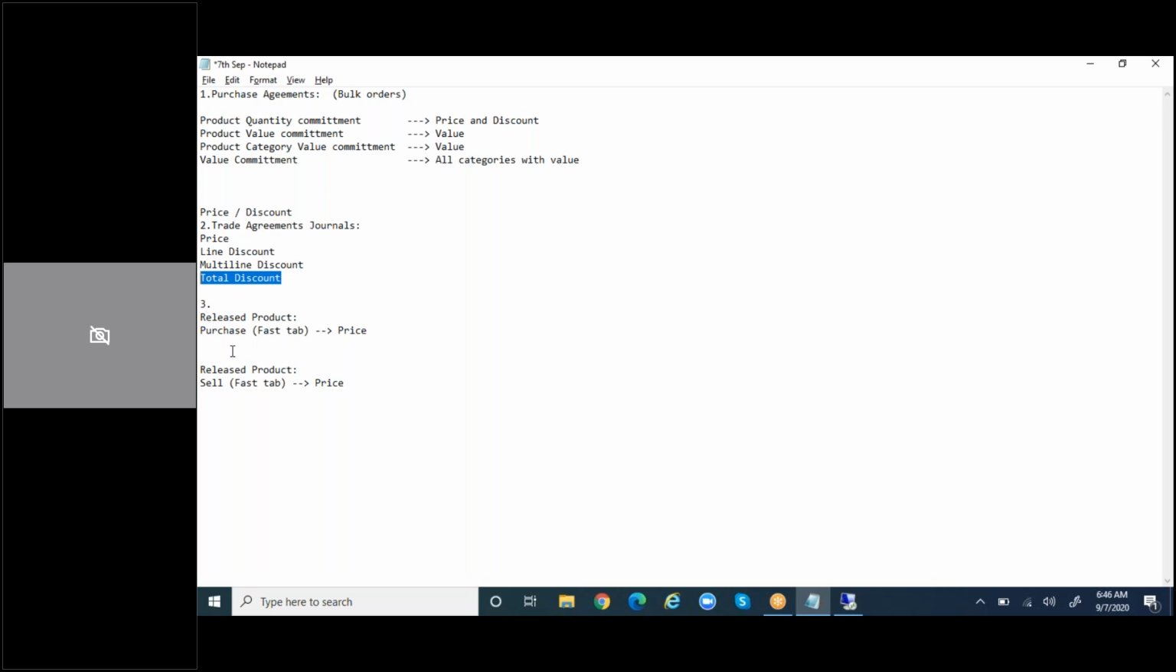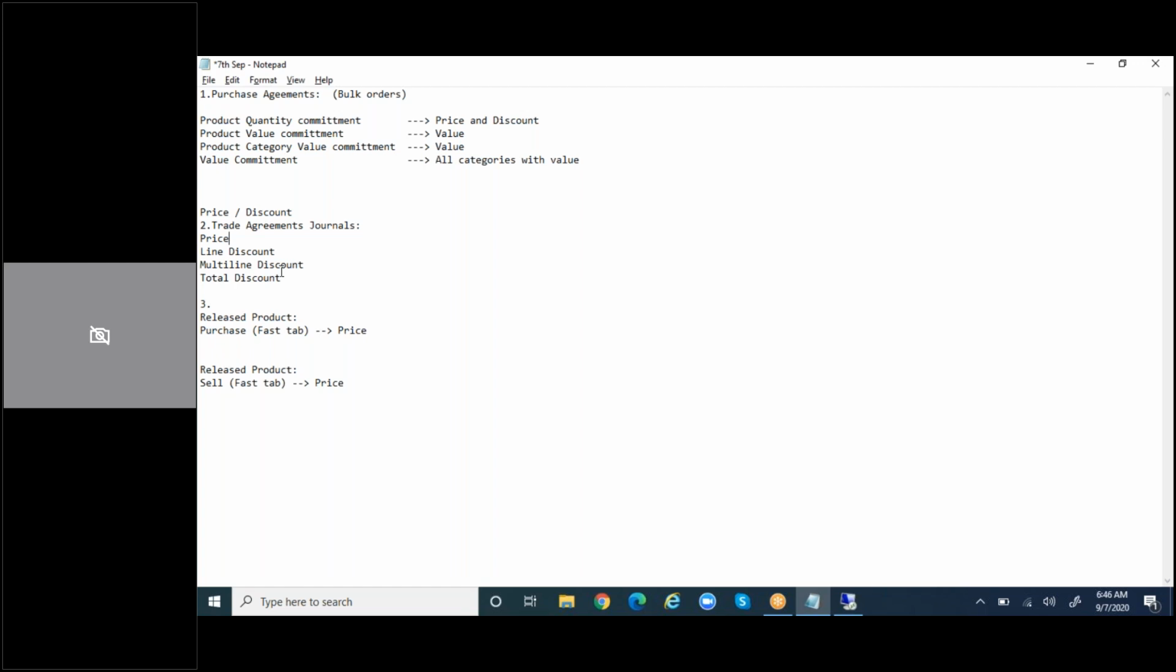So is it a vendor-specific trade agreement? Here there are multiple options. Vendor-specific is available, vendor-group-specific is available, and for all is also available. There are many things. But purchase agreement is only vendor-specific. It's not vendor-group-specific. Here I can have a vendor group discount, a vendor group agreement for all vendors.